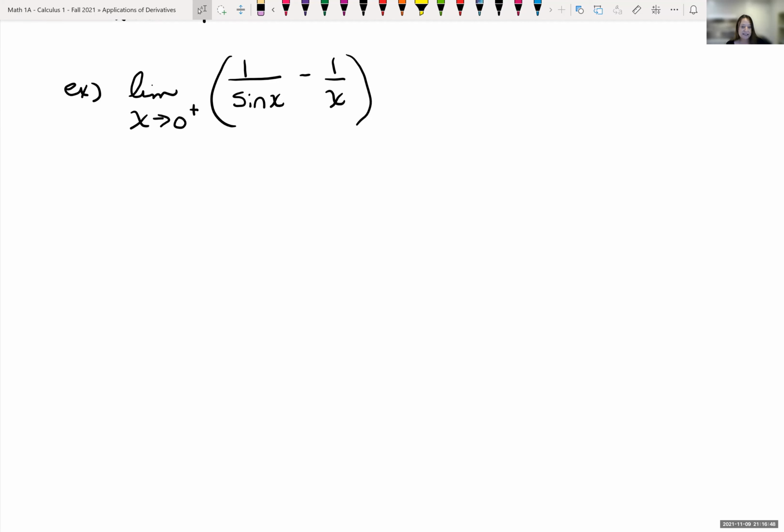Okay, so the next example says limit as x is approaching 0 on the right of the quantity 1 over sine x minus 1 over x. If we do direct substitution, remember as x is going to 0, sine of 0 is going to 0. And so if we have 1 over something getting really small going to 0, that piece is going to infinity. And so this is going to equal infinity minus, well, 1 over, again, something going to 0, that's going to blow up and go to infinity. So we get infinity minus infinity, which is an indeterminate form. And so we want to see if we can manipulate this.